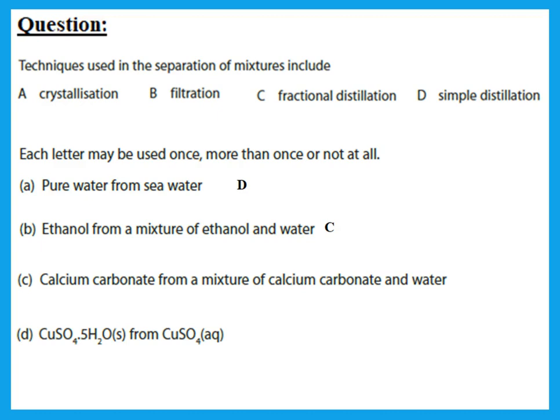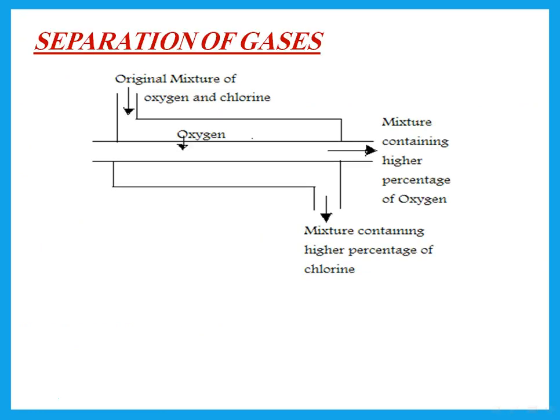Calcium carbonate from a mixture of calcium carbonate and water. Again, calcium carbonate is something that does not dissolve in water. So to separate it from water, I use filtration. Now, what about copper sulfate 5 water solid from copper sulfate aqueous? That means I'm getting crystals from a solution. So, of course, that is crystallization.